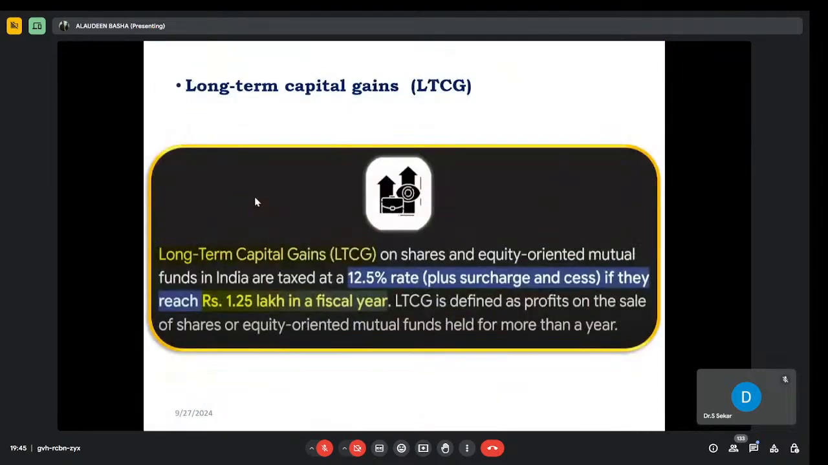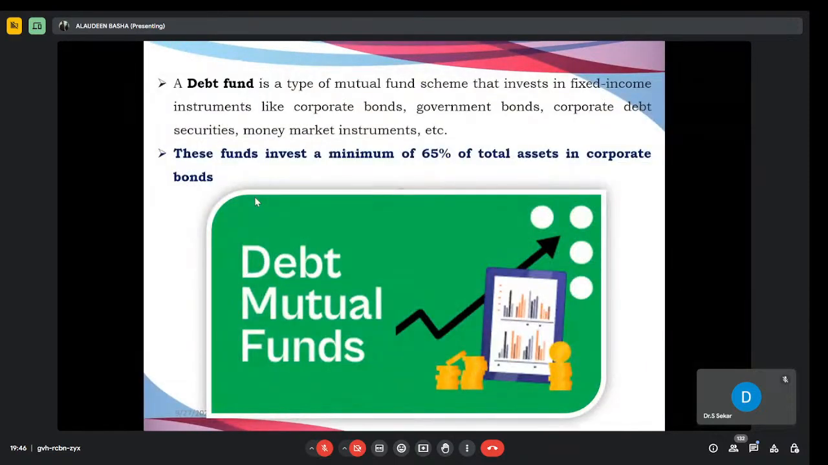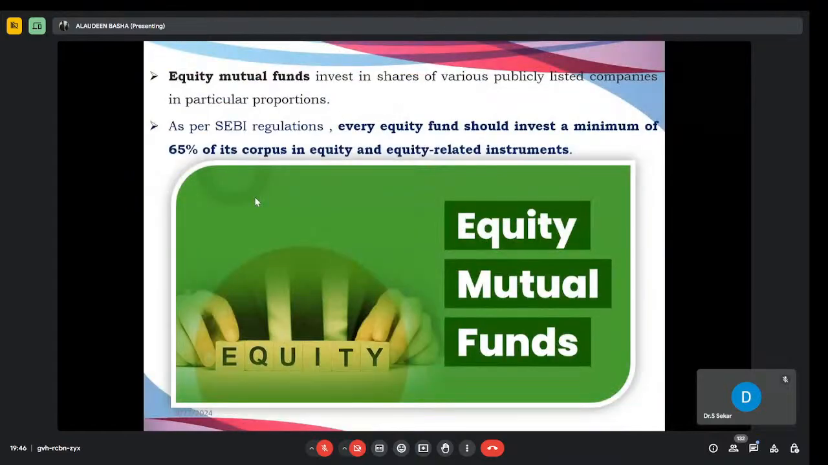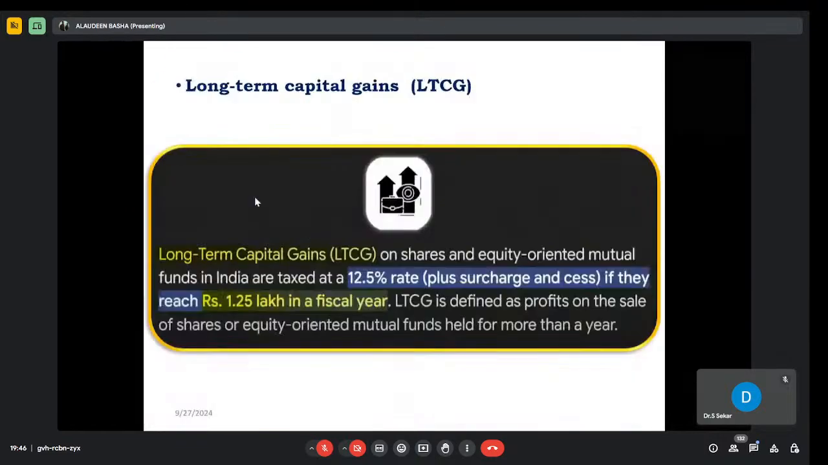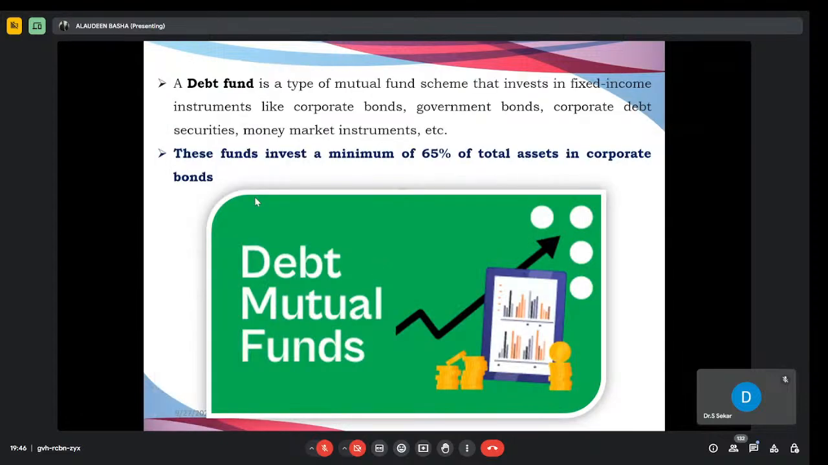So the first one is equity mutual fund. The second one is debt mutual funds. An equity mutual fund invests 65% of the amount in equity and equity related instruments. Similarly, debt mutual funds invest a minimum of 65% of the total assets in bonds. It may be corporate bonds or government bonds or corporate debt securities or money market instruments, whatever it is. Most of the allocation will be in bonds, so this kind of mutual fund is called debt mutual funds.